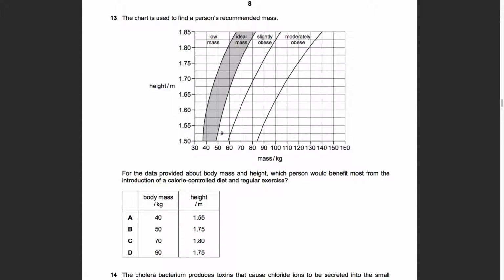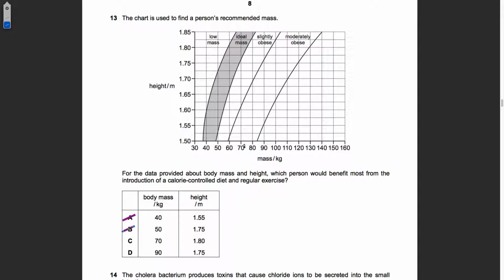So for A, their body mass, which is on the x-axis, is 40 and height 155. So that's where they would land on the graph. Now they are right where they should be, ideal mass. So definitely not A. They don't need to be going on a diet. Oh well, hopefully they've got a healthy diet anyway, but you know what I mean. B, this time we're going up a little bit in mass, we're up to 50, and this person's quite tall, 1.75. Now, they're actually low mass, so it might be classed as slightly underweight. However, because the question is asking us about someone who might be put on a calorie-controlled, i.e. lower calorie diet, and take more exercise, B wouldn't be the person that applied to.